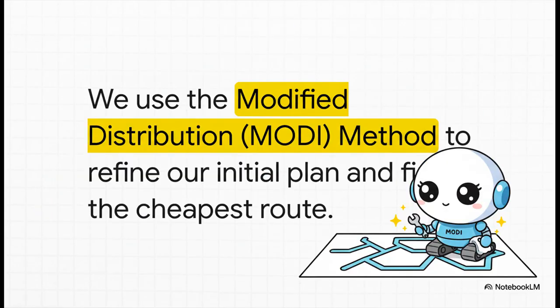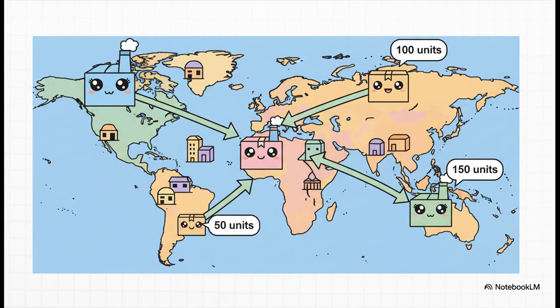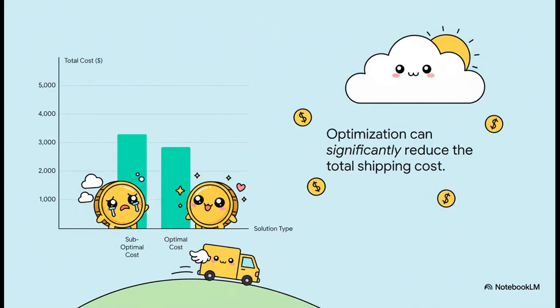For that, we use a technique called the MODI method. It helps us systematically improve the plan and lower the cost. And the result is a concrete plan. It tells the company exactly what to ship from where to where. And here is the payoff. Optimization takes a decent plan and makes it a great one, saving a ton of money.